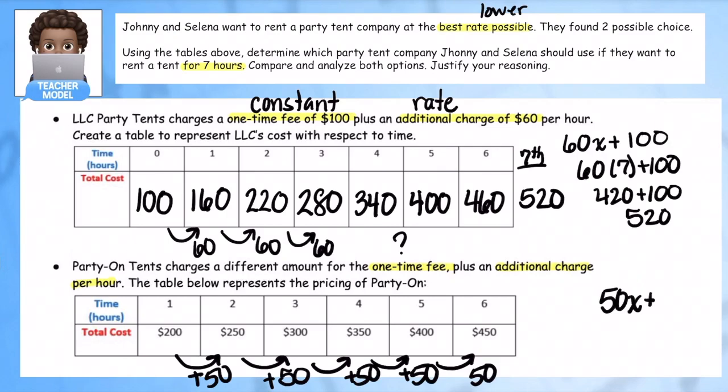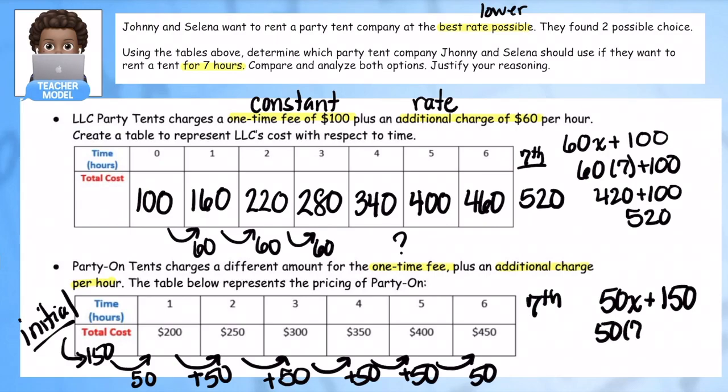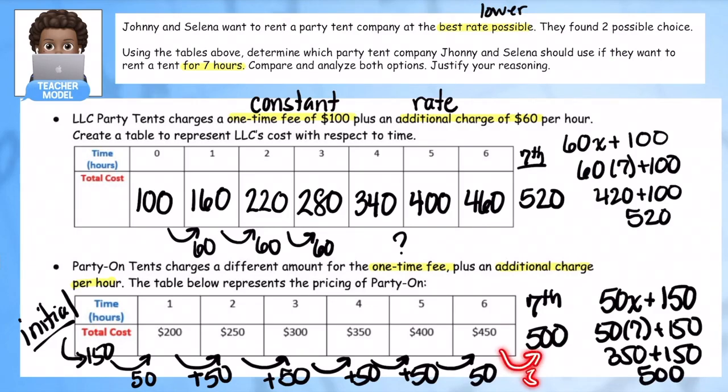So 50x plus, let's figure out what our initial cost would be. And for that, I'm just going to go backwards. Like, what if we went backwards by 50? So from 200, if I went back by 50, I would have been at 150. So that's my initial cost. And there's my equation. So if I want the 7th one, again, 50 times 7 plus 150, 350 plus 150 is 500. Or I could have just added 50.